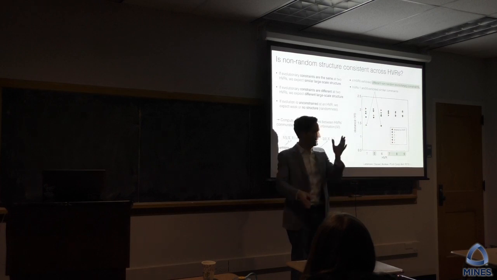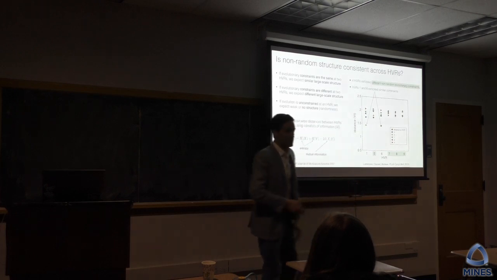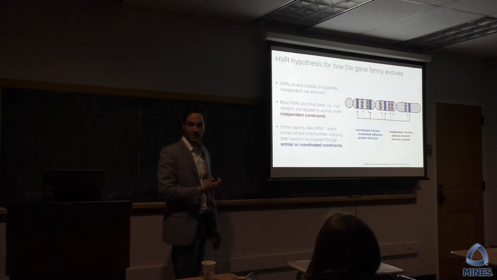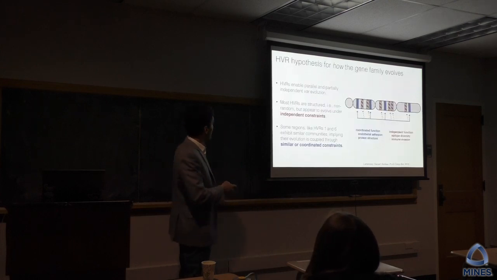So what this suggests is that 6 and 1 are somehow coupled in their evolution, whereas the others are evolving independently. So where we ended up here is with a hypothesis for how this gene family actually evolves. These highly variable regions enable a parallel and partially independent VAR evolution. Most of these highly variable regions are structured, so they're non-random. They appear to evolve under independent constraints. So those are these red stripes here.